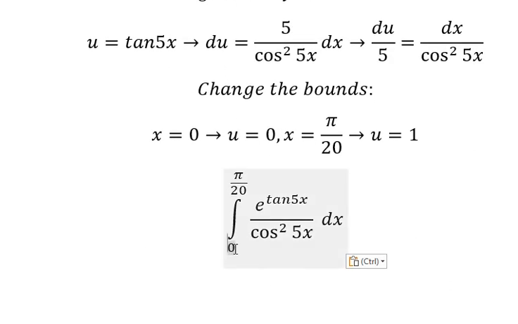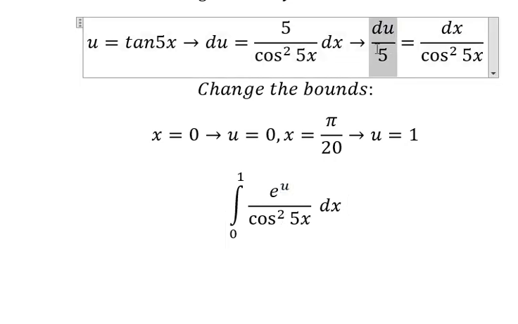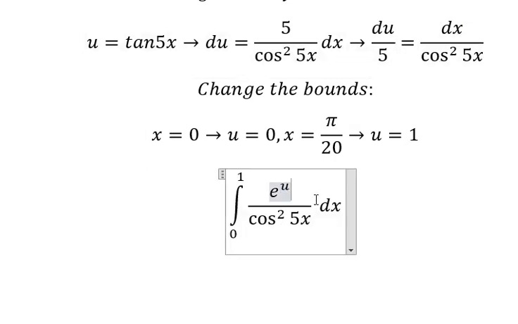So the number 0 we keep the same. This one we change to 1. Tan 5x we change to u. dx over cosine squared 5x from here we change to du over 5.